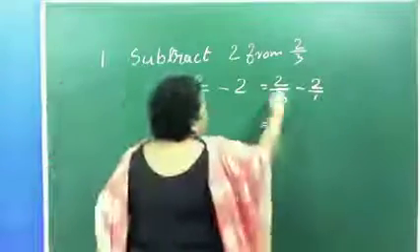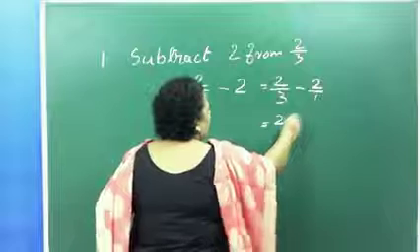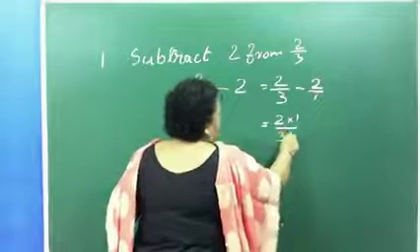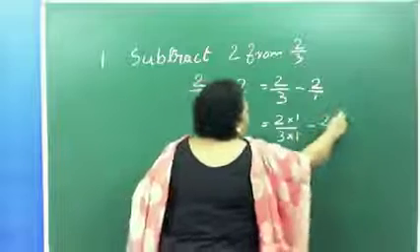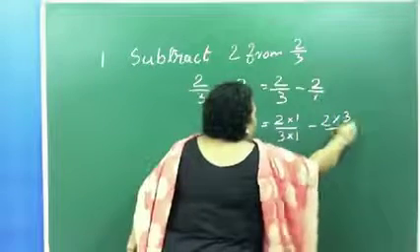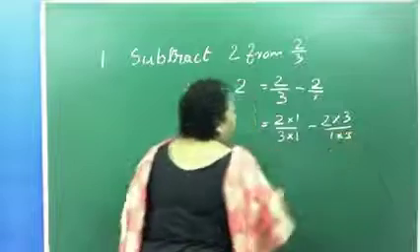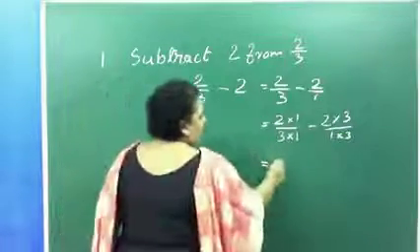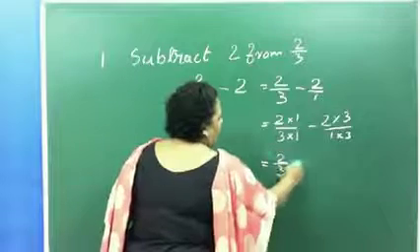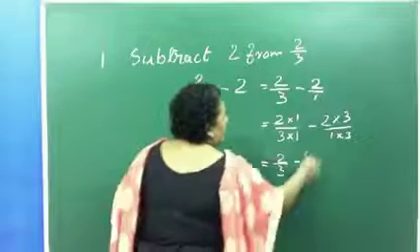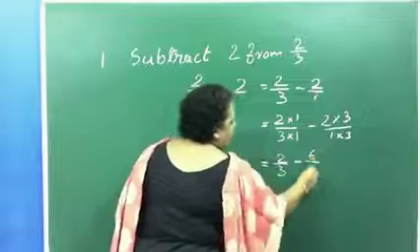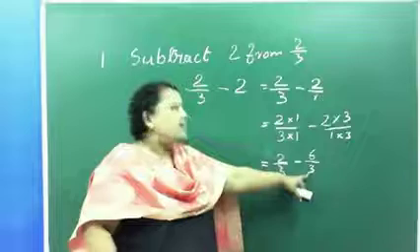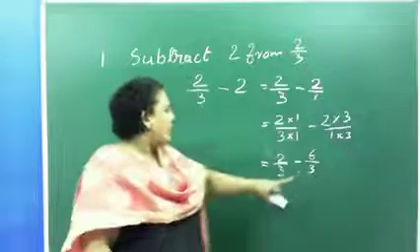So we are going to multiply it. 2 into 1, 3 ones are 3, right? 3 ones are 3, minus 2 multiplied by 3 by 1 multiplied by 3, that is equal to 2 multiplied by 1 is 2. 2 by 3 minus, what is that? 6 by 3. Here it is coming as 2 by 3 minus 6 by 3.